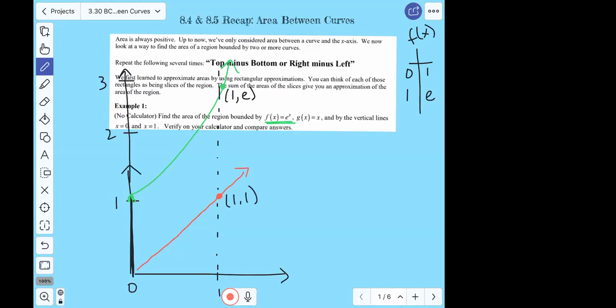Well, I'm going to get more information about the AP test on Friday. That's when the College Board is releasing it. So I don't really know how much will be calculator active versus not.